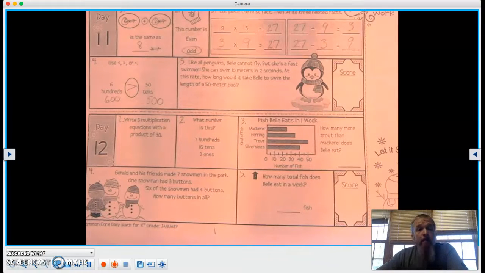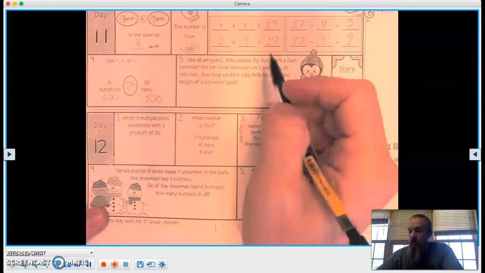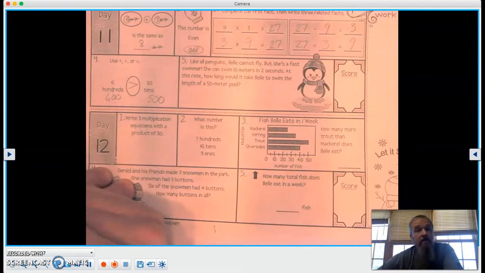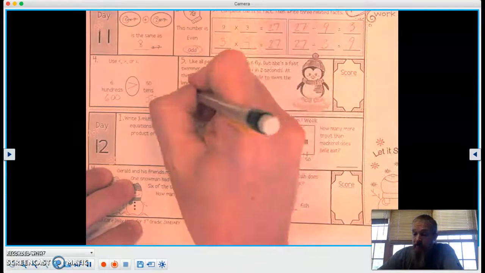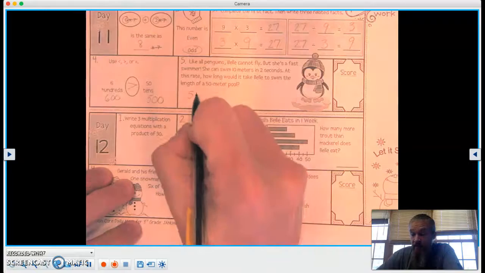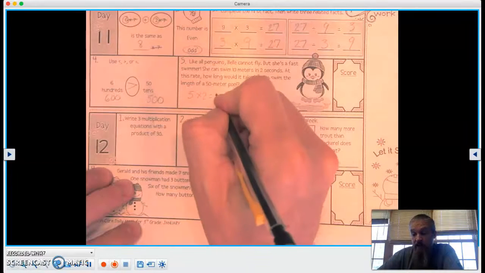Number 5, like all penguins, Belle cannot fly, but she's a fast swimmer. She can swim 10 meters in 2 seconds. At this rate, how long would it take Belle to swim the length of a 50-meter pool? Well, how many times does 10 go into 50? Yeah, it takes 5 10 meters. Okay? And if each one is 2 seconds, 5 times 2 equals 10.